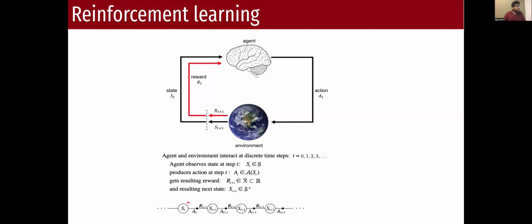Here we can see this diagram. Initially we have a state, we take an action, then we move to the next state, and there we get some new reward. This is the overall concept of reinforcement learning.